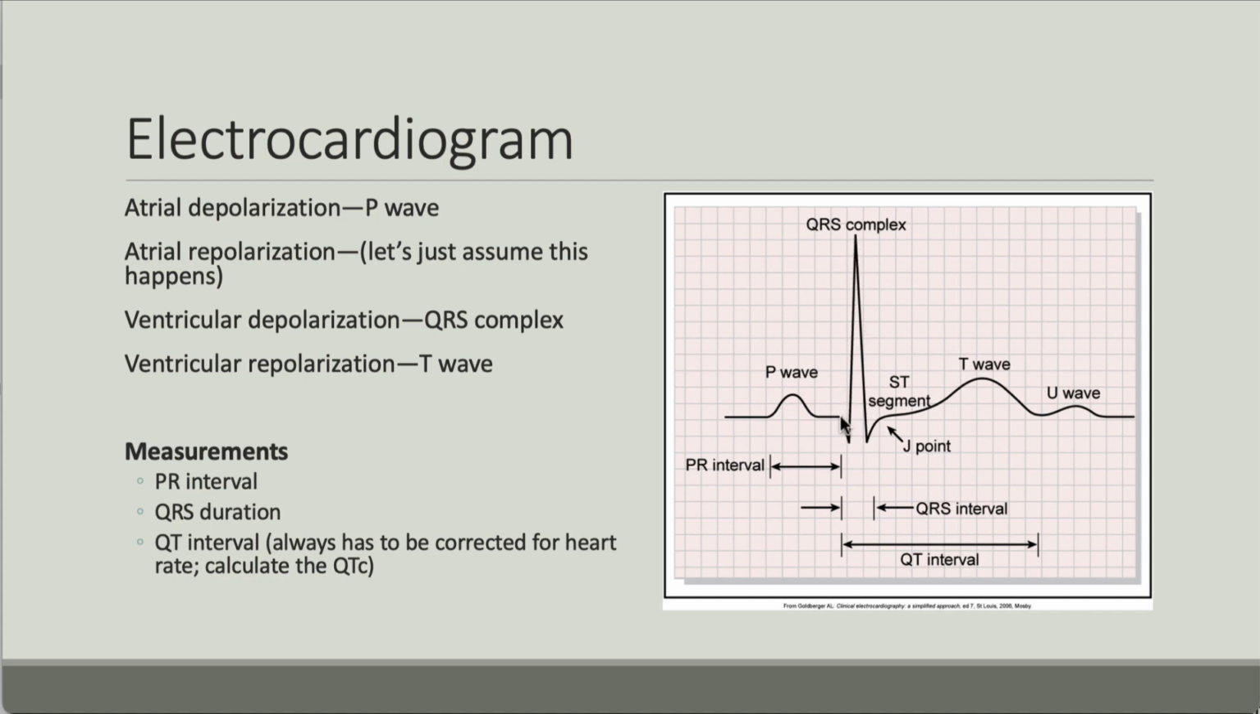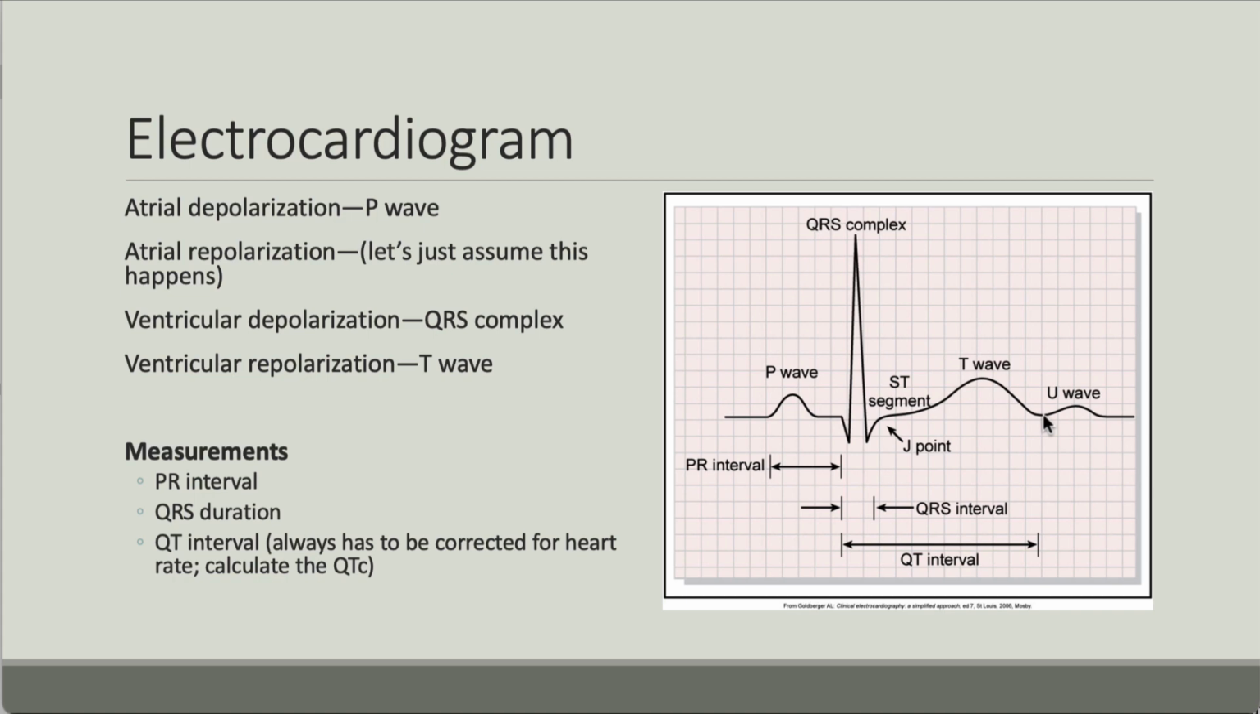The Q wave is the first downward deflection of the QRS complex. The R wave is the first upward deflection, and the S wave is the rest of it. And then there's ventricular repolarization, which is shown in the T wave. And sometimes you see a U wave.